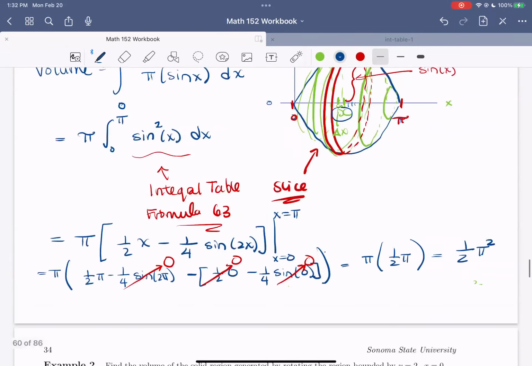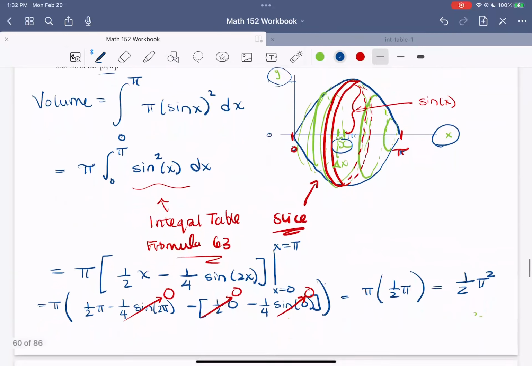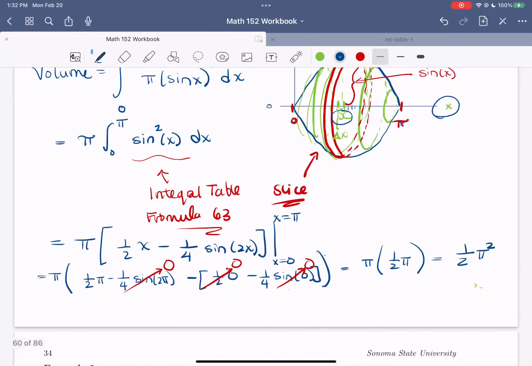And in this case, we're not given units on our axes, so we don't have units to put on this, but this would be a cubic unit, where a unit is whatever unit we're given. In this case, we're not given a unit, so we can just write 1/2 pi squared as the volume.